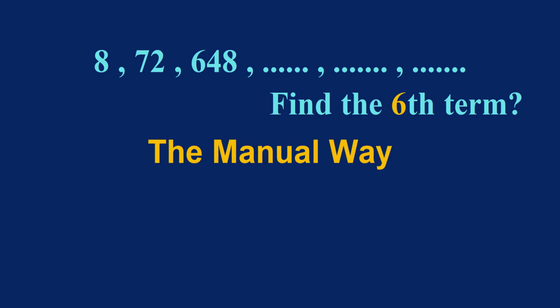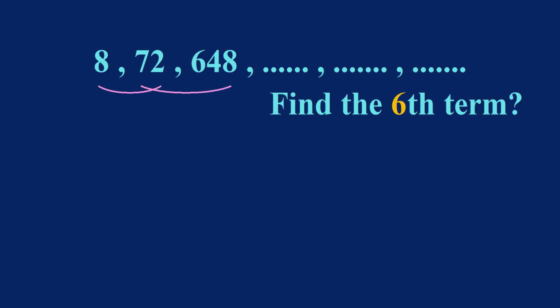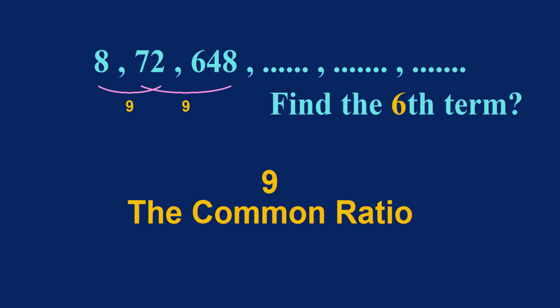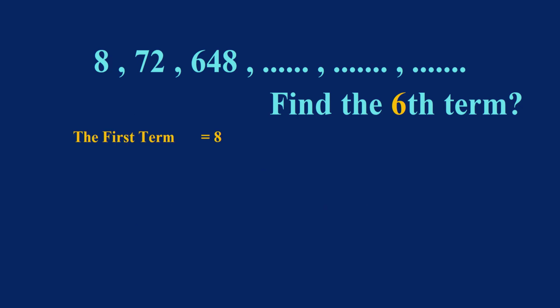As you can see, we found that each term is multiplied by 9. This 9 is what we call our common ratio. Since the first term is 8, we can get the second term by multiplying the first term by 9. And the second term is 8 times 9, which equals 72.